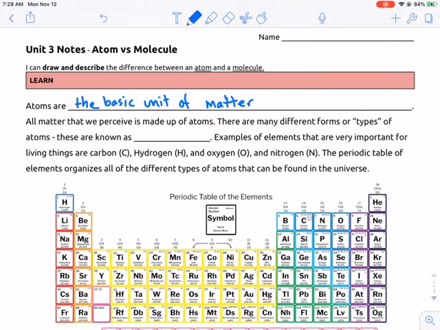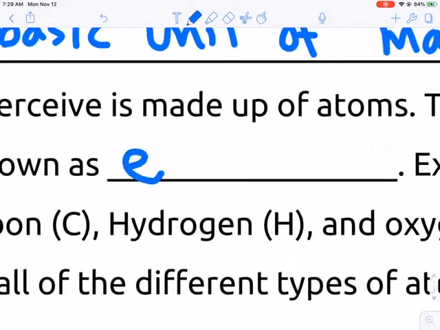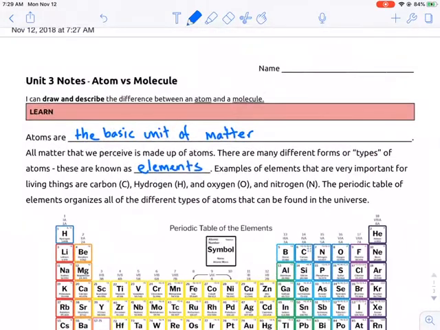And there are many different forms or types of atoms, and these are known as elements. Examples of elements that are really important for living things are carbon, which is abbreviated by the letter C, hydrogen, abbreviated by a capital H, oxygen, abbreviated by a capital O, and then nitrogen, a capital N.